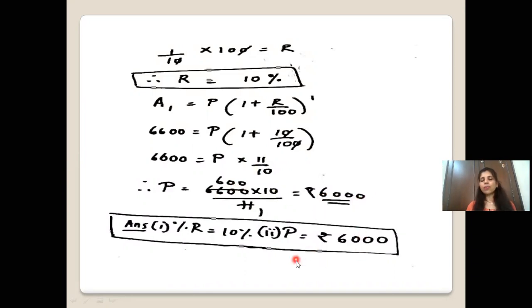So that is how you got the principal amount as 6,000 and percent rate as 10%. This is your final answer. Put it in the box. Okay, then we go to the next question.